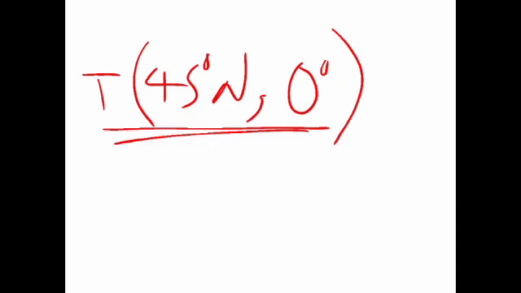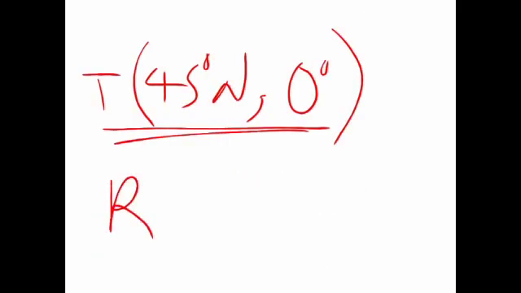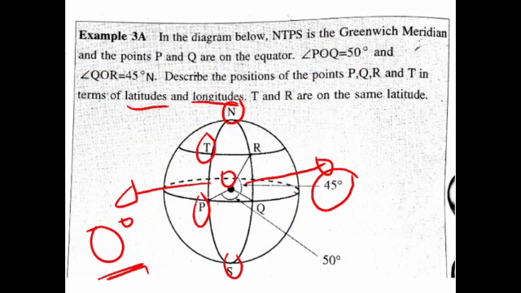Let's look at the next point, point R. Point R is lying on the same latitude as point T. So R is at 45 degrees north, comma. On which longitude is R lying? If the longitude NTPS is 0 degrees, then on the right side of the Greenwich Meridian, the longitudes are heading towards east.